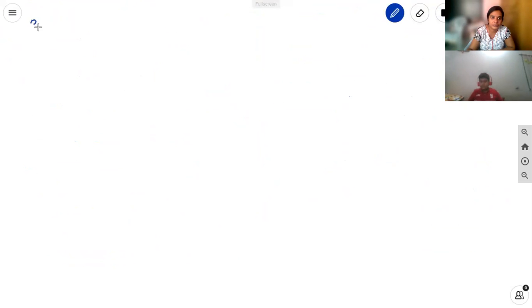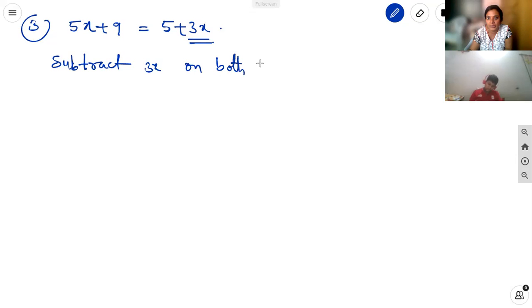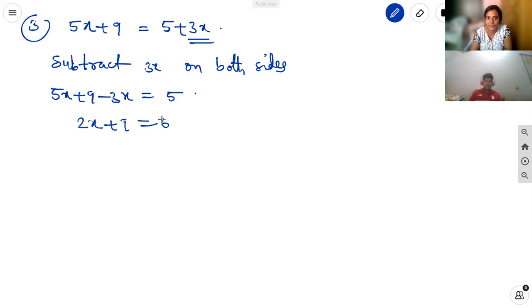Third question. 5x plus 9 equal to 5 plus 3x. In this case, the right hand side x term is 3x, so we subtract 3x on both sides. So 5x plus 9 minus 3x equal to, plus 3x minus 3x get cancelled, the value is 5. Then 5x minus 3x is 2x plus 9 equal to 5.